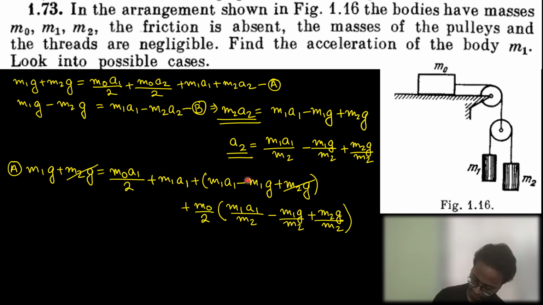This m1g minus m1g would go on the left hand side and get added to this m1g, and it would be 2 m1g. So out here 2m1g and this entire thing is cancelled. So out here 2m1g. Okay, m2g is cancelled. So 2m1g.